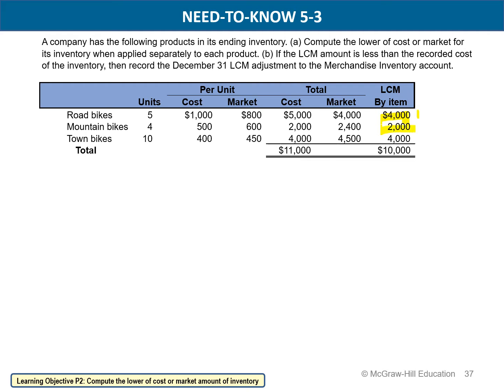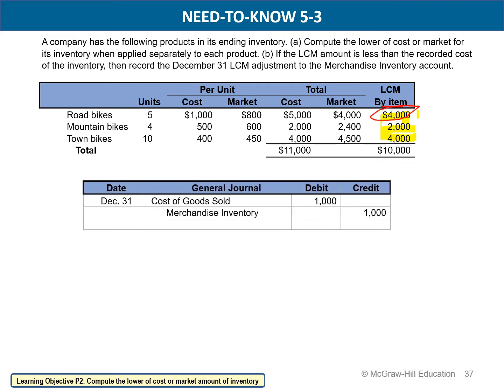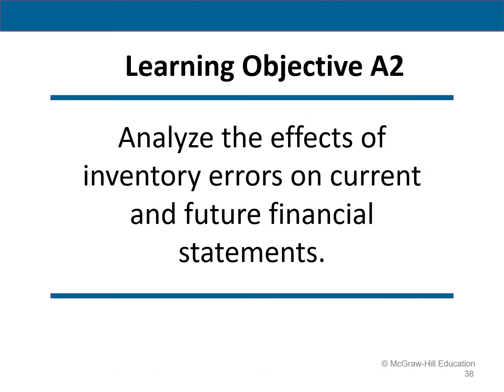And then the town bikes, the cost is 4,000, the market is 4,500, so our cost is also fine on that one. So the only one that we have to write down is this first guy. So the way that we do that is a debit to cost of goods sold and a credit to merchandise inventory for $1,000, which is the difference between the cost of 5 and the market of 4. Easy peasy.